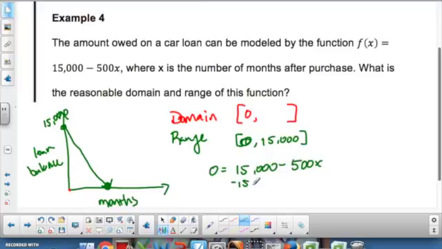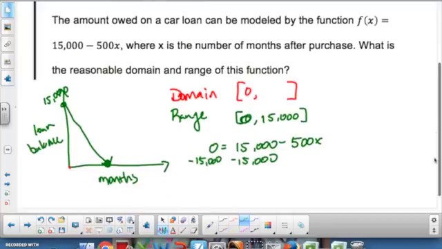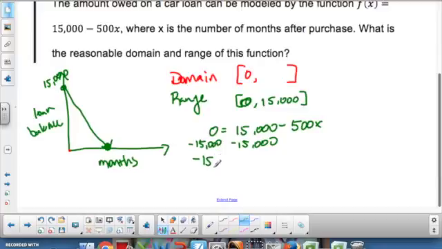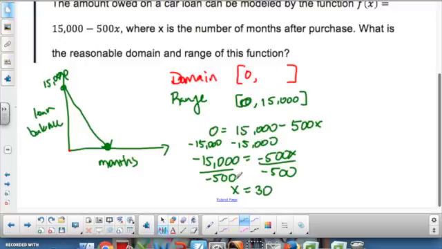So I'm going to subtract 15,000 from both sides. That gives me negative 15,000 is equal to negative 500x. And when I divide by that negative 500, I get positive 30. So that means that the upper limit of my domain is going to be 30. At the end of 30 months, I've got a zero balance.